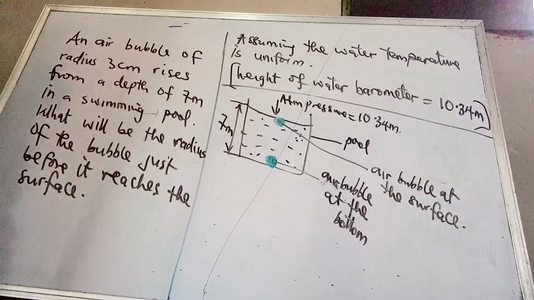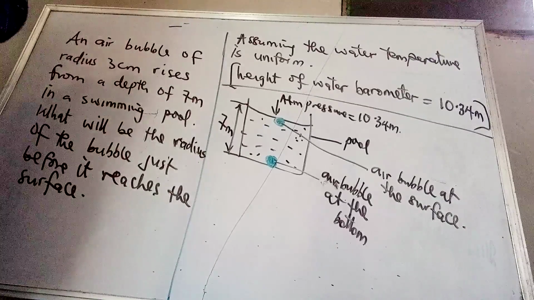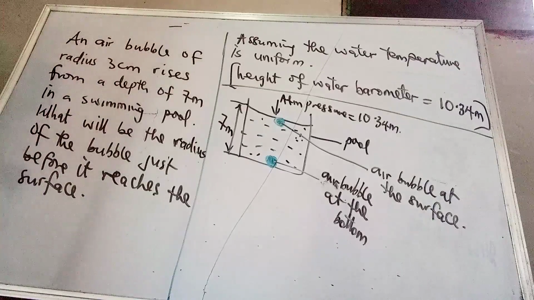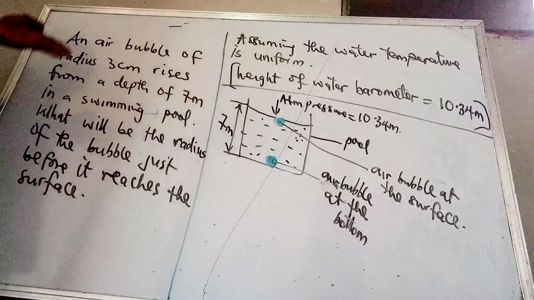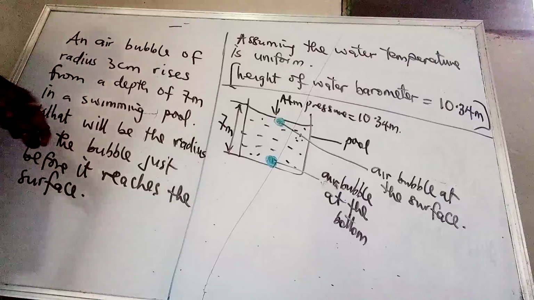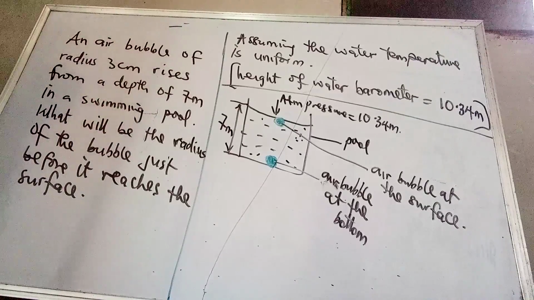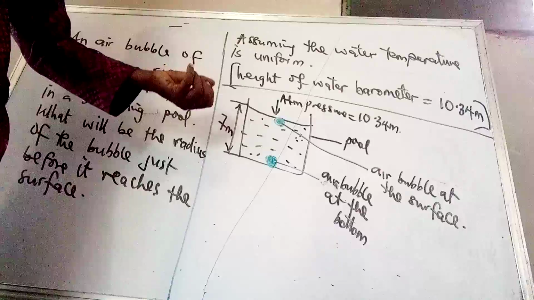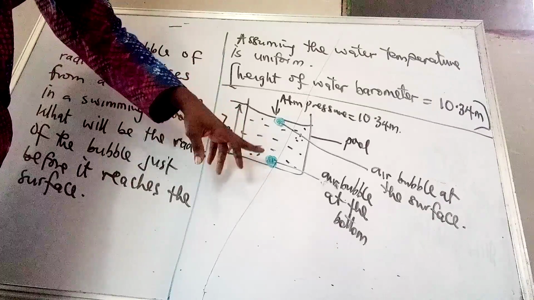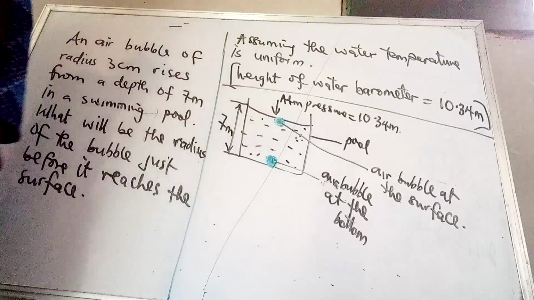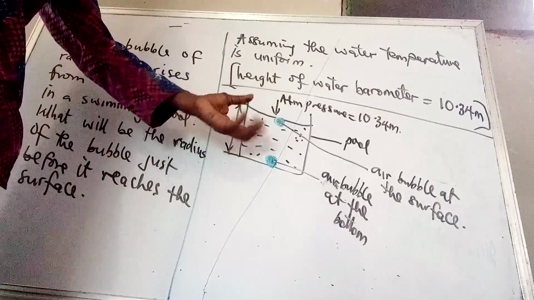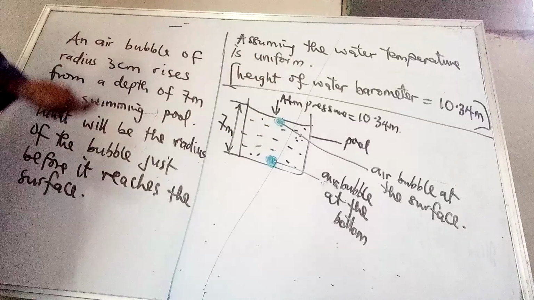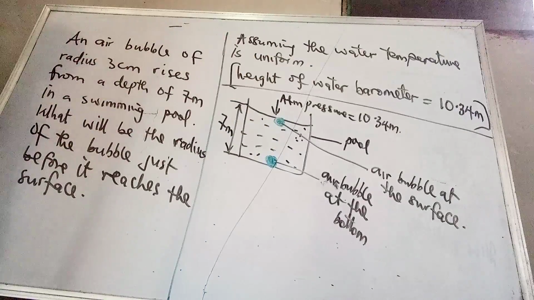Today, we want to have a look at another question on pressure that is acting through a liquid. Here is a question that has to do with a swimming pool that is 7 meters deep, and there is an air bubble at the bottom of the swimming pool. So, what happens to the radius of that air bubble when it moves to the surface? That is what the question is asking us.